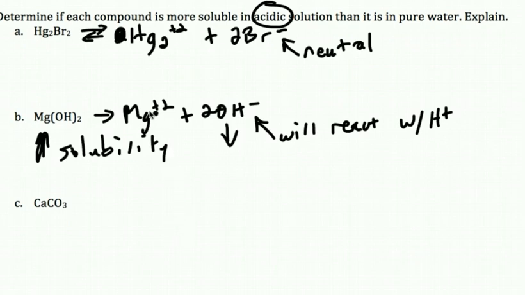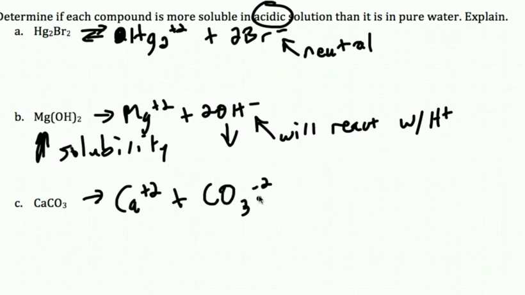Okay, the hydrogen's not going to react with magnesium ions. They're both positive, but since this is a base, obviously a strong base, it will react with it, and it will increase the solubility. The same thing will happen on C. It will increase the solubility because calcium is a neutral ion, but CO3 2 minus is coming from a weak acid. That will also react with hydrogen. So same situation. It will increase the solubility.